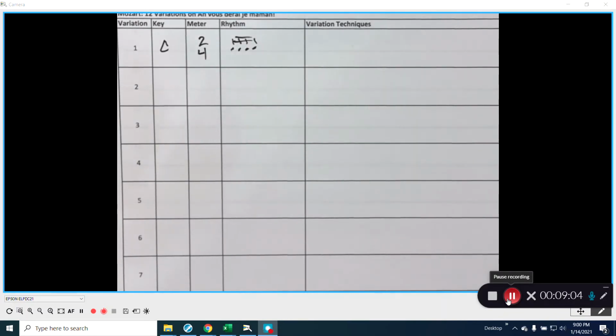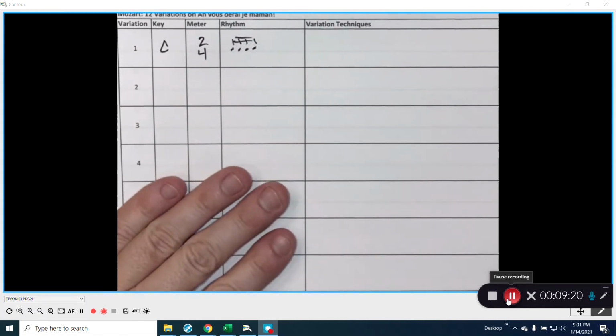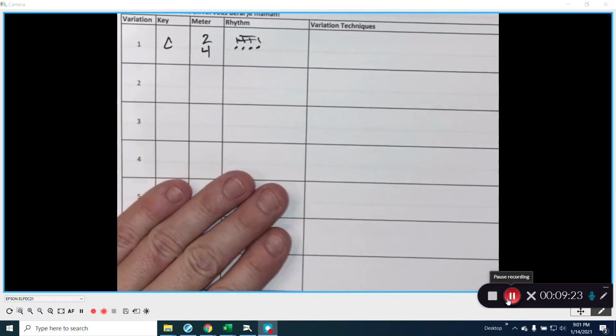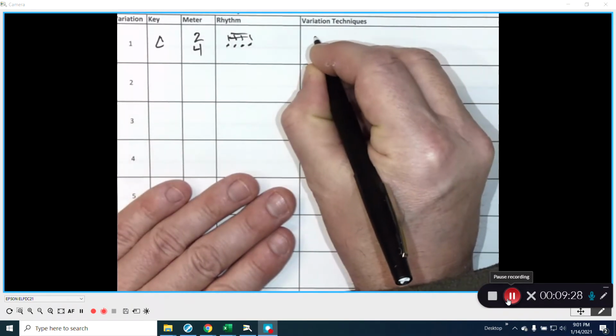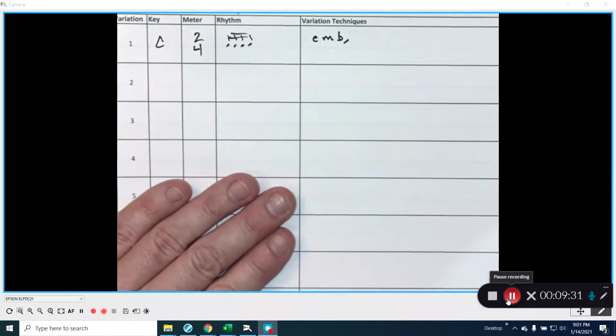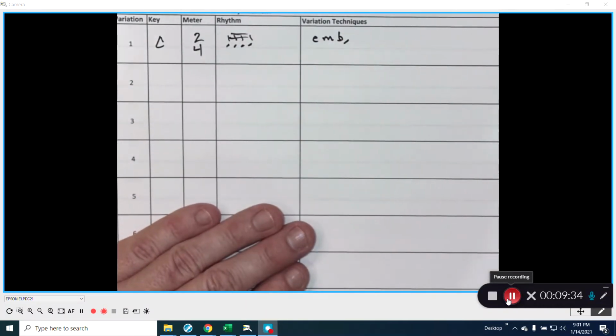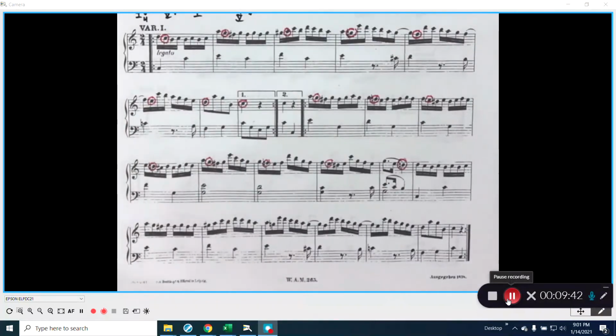And then finally, the techniques used. Here we can go back to the chapter and just go through the list and ask ourselves, are we finding evidence of any of the types of techniques we made on the list on that other grid? This variation primarily features embellishment. I'm just going to shorten that up, embellishment. Okay, melodic embellishment.